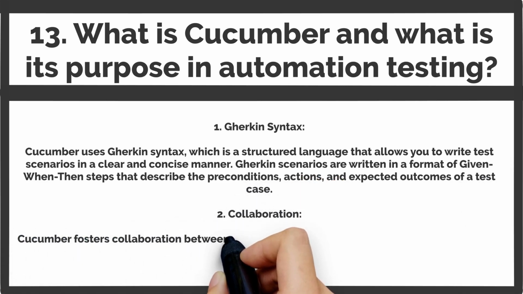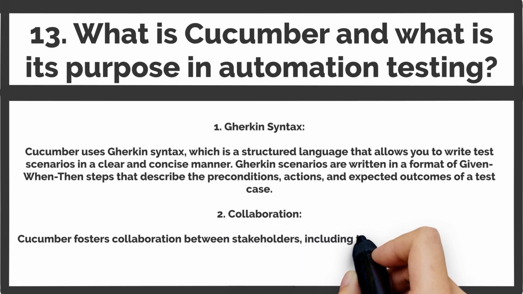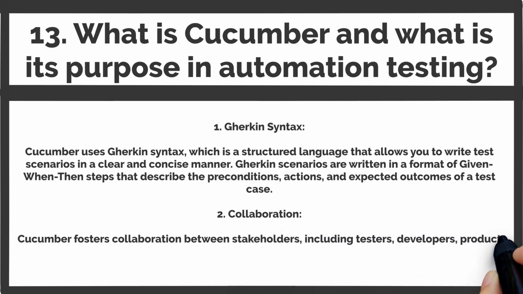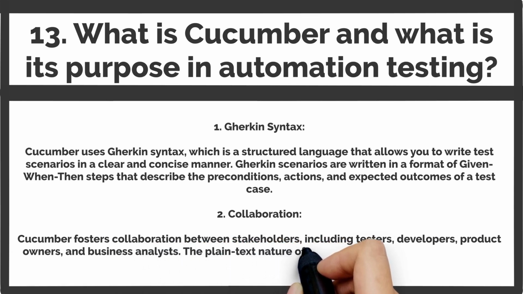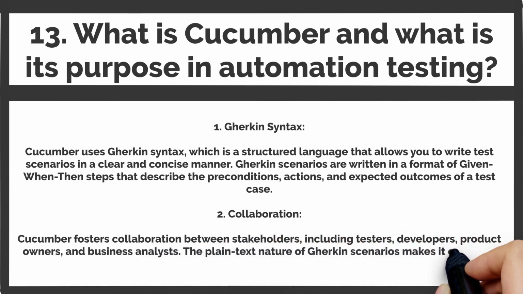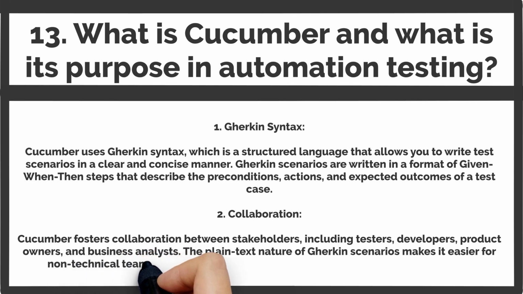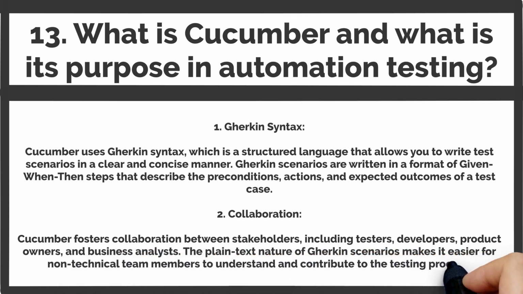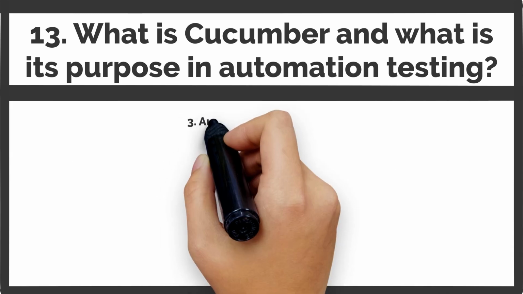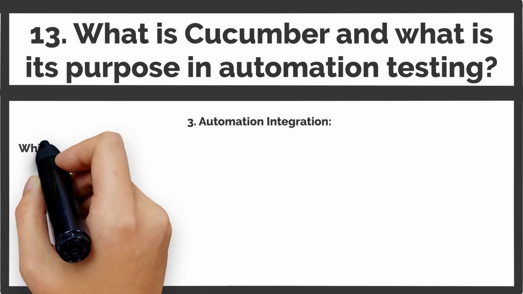2. Collaboration. Cucumber fosters collaboration between stakeholders, including testers, developers, product owners, and business analysts. The plain text nature of Gherkin scenarios makes it easier for non-technical team members to understand and contribute to the testing process.